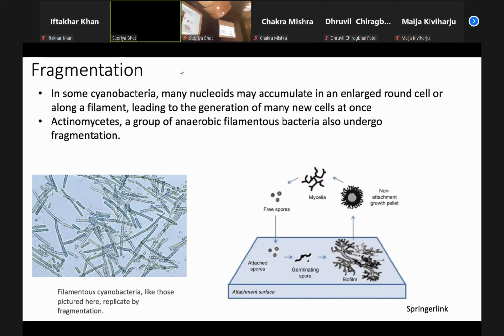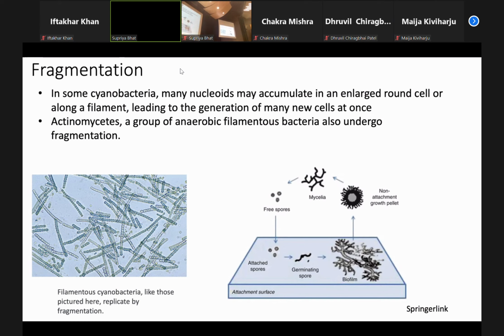Cyanobacteria sometimes are filamentous, even though they're prokaryotic and unicellular. They form long filaments, and sometimes they have septa. Each of those filaments gets broken off, and they float away and turn into other organisms, they start dividing, and the life cycle continues. And it's similar in actinomycetes too.